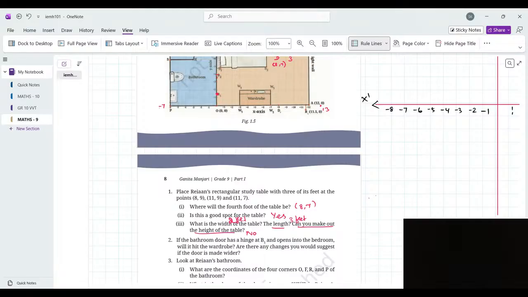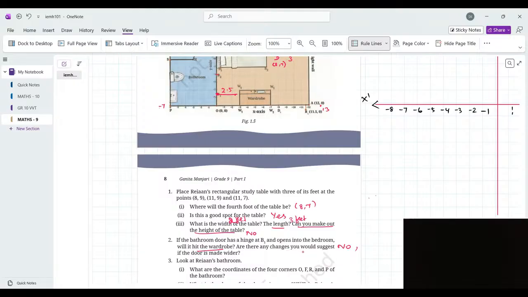Hit the wardrobe in the sense, imagine the length is going to be 0.5, 1.5, 2.5. So even if I open the door, it has a width of 2.5. So the maximum is 2.5. So definitely it will not hit the wardrobe. Will it hit now? No, definitely it will not hit.